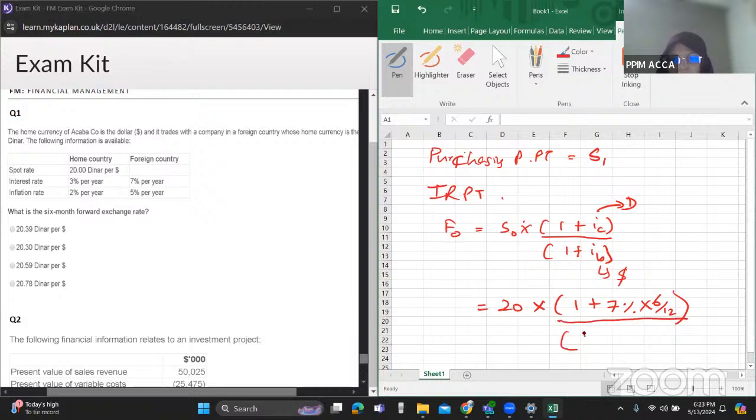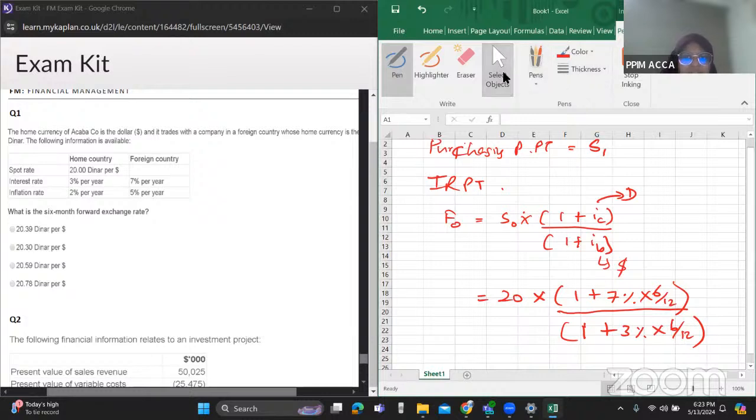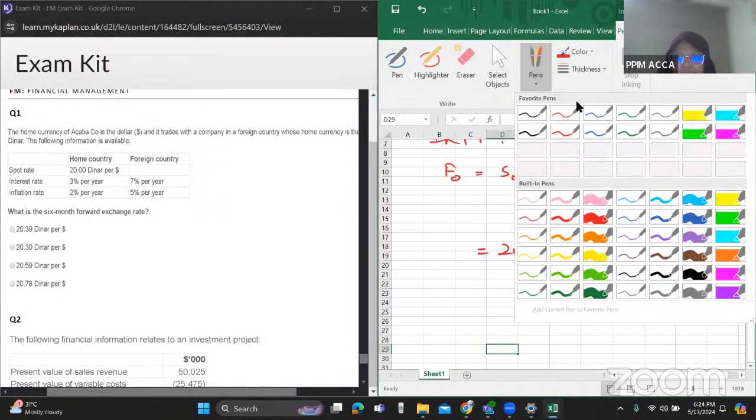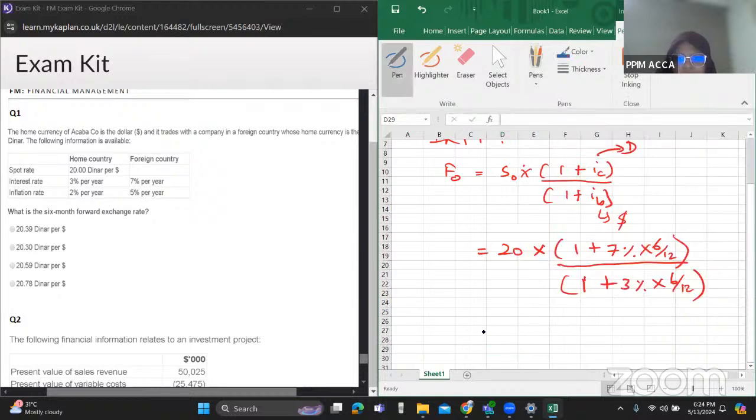Divided by 1 plus the interest rate of the base currency, which is 3%. Again, that is for the whole year, so I will have to take 6/12. You can put that in your calculator as it is, and that should give you the answer for the forward rate, which is, yes, 20.39. So the answer will be A.